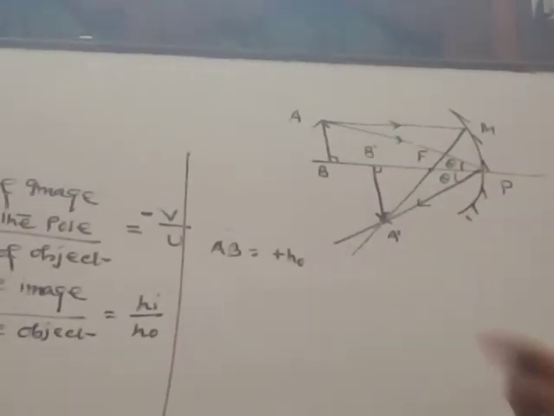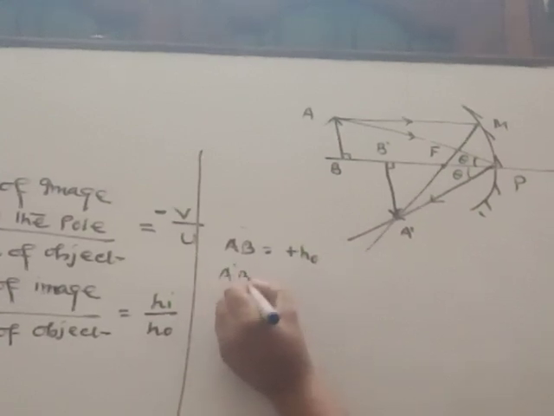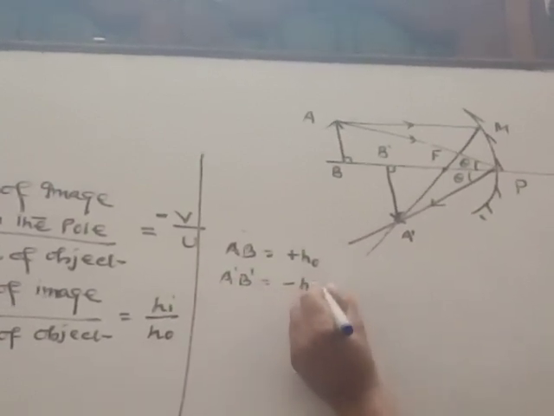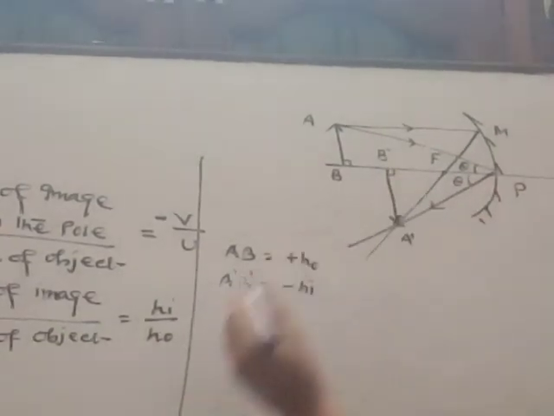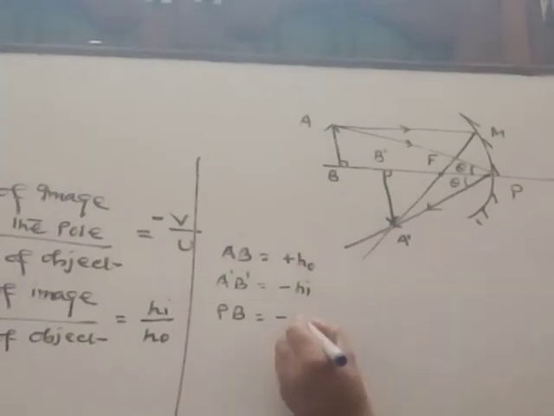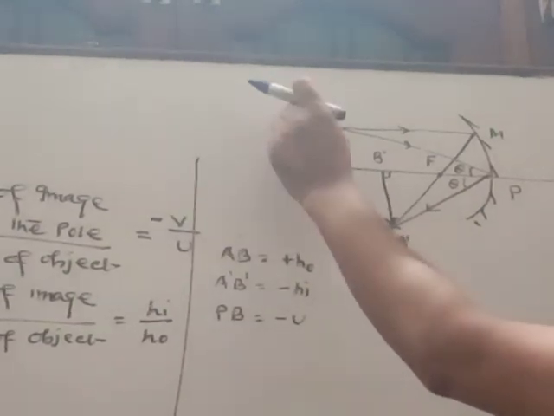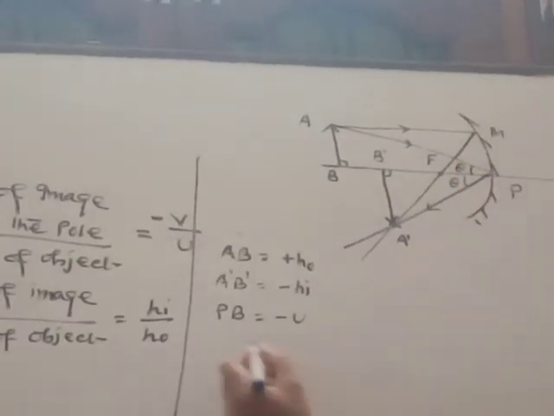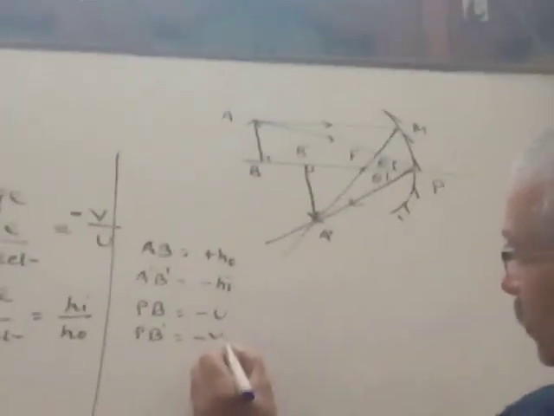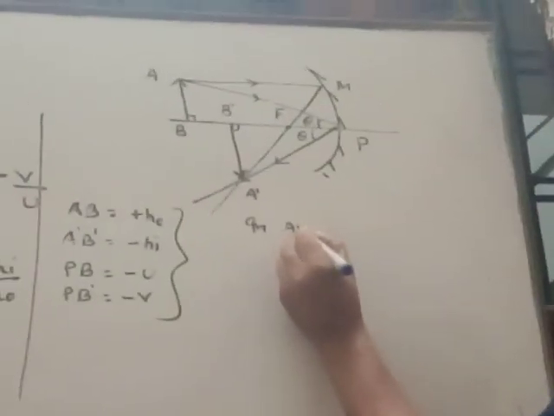By sign convention, AB is equal to plus HO. A dash B dash is the height of image. It is minus HI. PB is the distance of object, correct, and it is minus U by sign convention because we are moving from P to B, just opposite to the incident ray, A to mirror. PB dash is the distance of image. It is also minus. Clear?